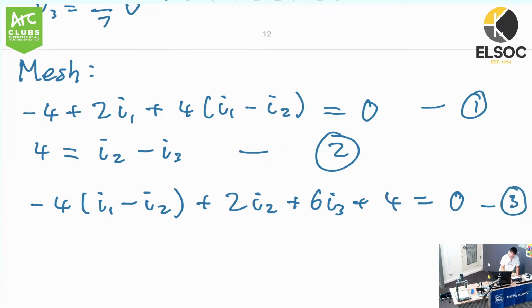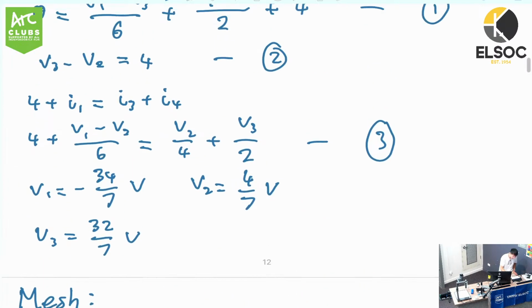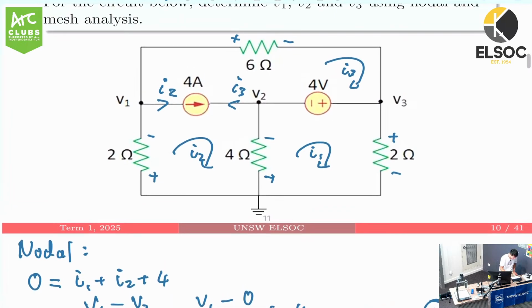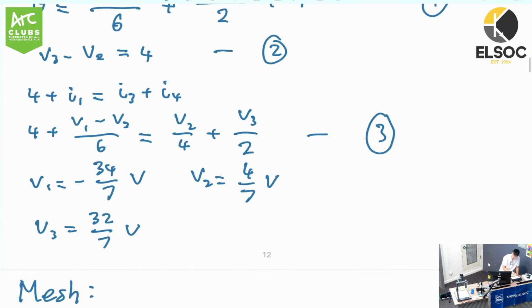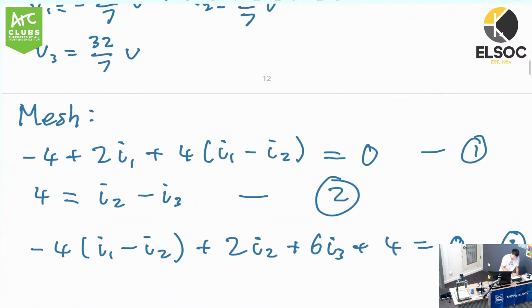Now that we have 3 equations, we can solve simultaneously. We find currents I1, I2, and I3. Once we find the currents, we can apply Ohm's law to find the voltage drops across these resistors, and that's going to get you V3, V2, and V1. Okay, does that make sense? Don't have to go over much. Your answers are just here. You solve this, you get to this.